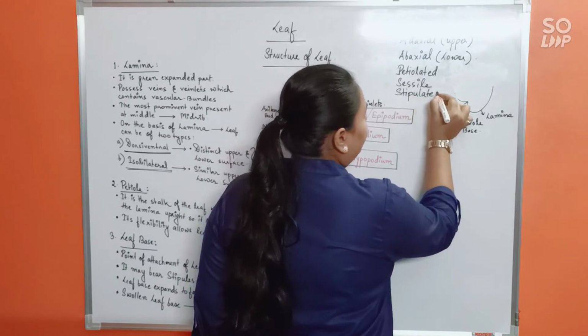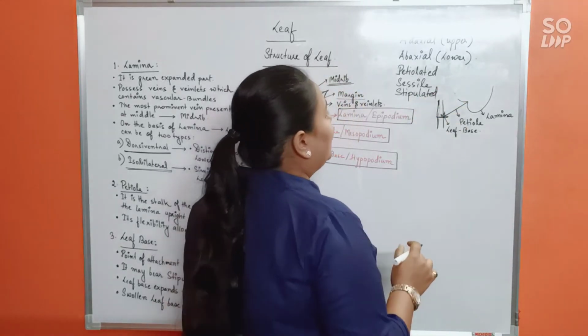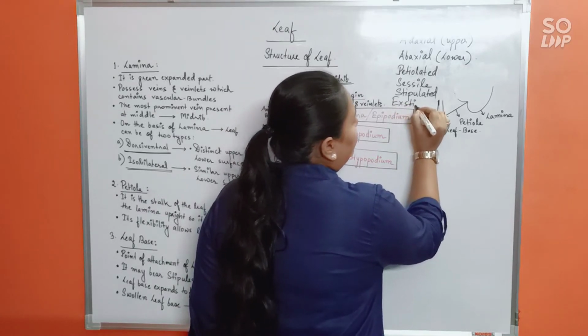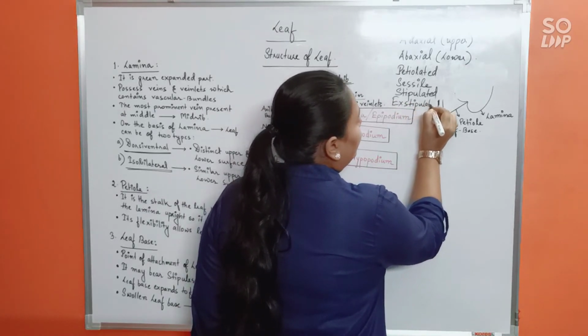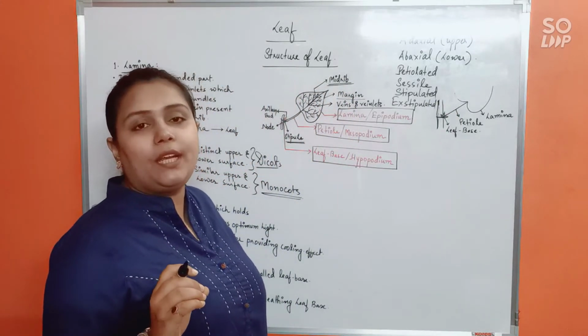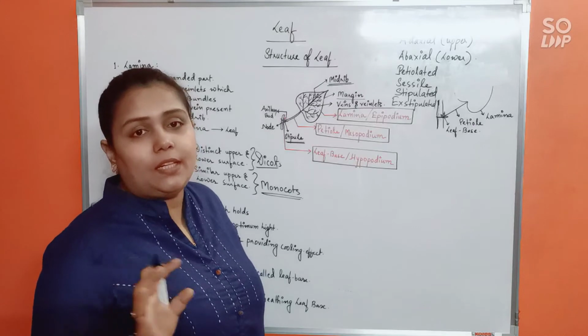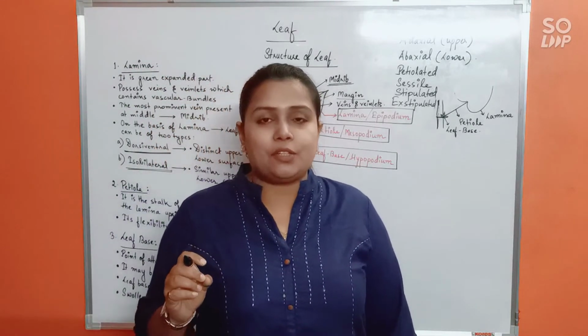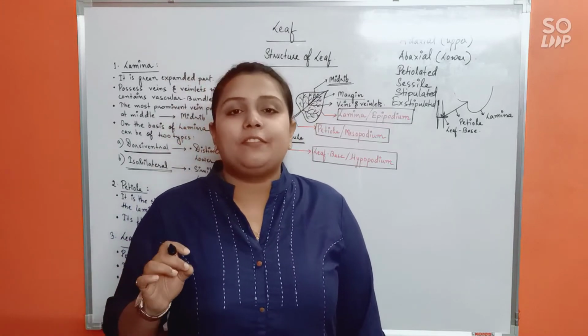Stipulated leaf. Or else we will call it exstipulated. Means, if in case the stipules are absent, we will call it exstipulated leaf. So now, also there are certain special conditions associated with the leaf base.